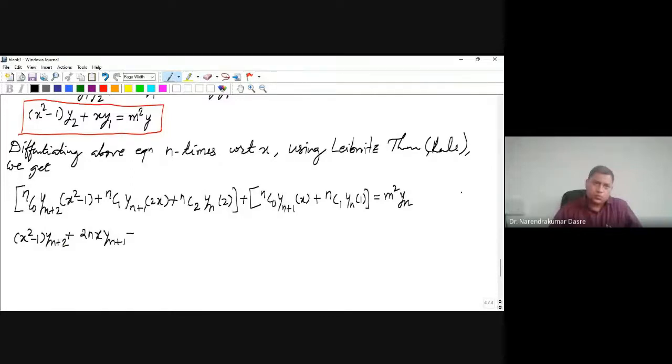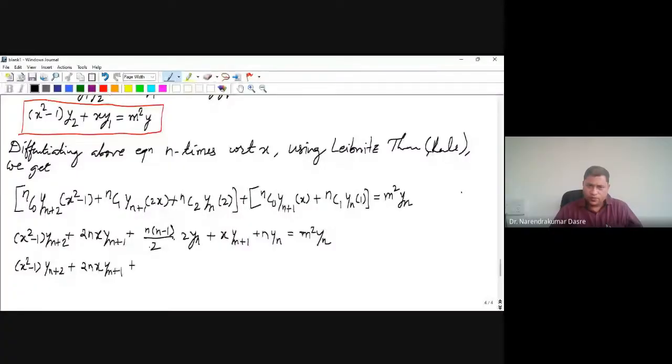Now plus, this is n into n minus 1 by 2, and this is 2yn, plus x yn plus 1, this is n yn, and this is equal to m square yn. Now simplify: x square minus 1 yn plus 2, plus 2nx yn plus 1. This 2 will get cancelled. You'll be having n square minus n yn plus x yn plus 1 plus n yn minus m square yn, and this is equal to 0.